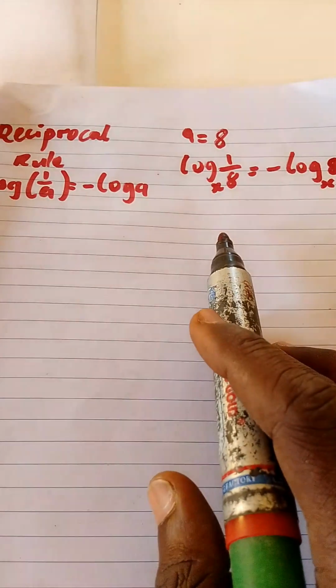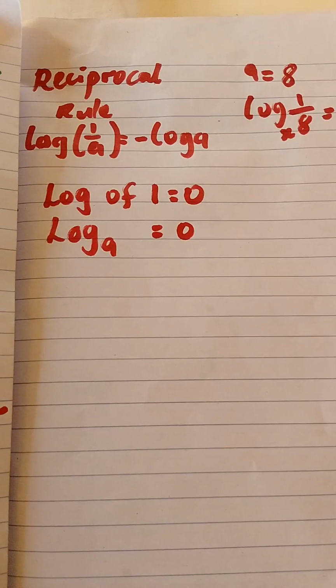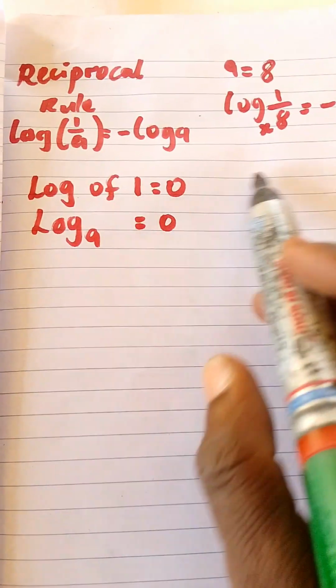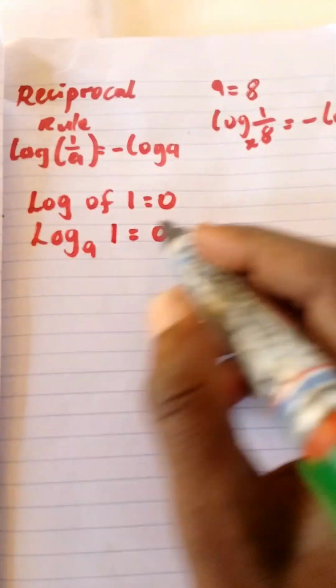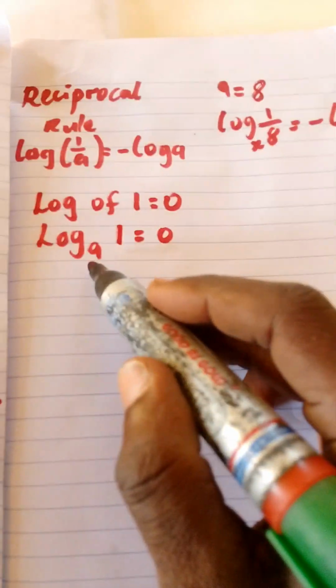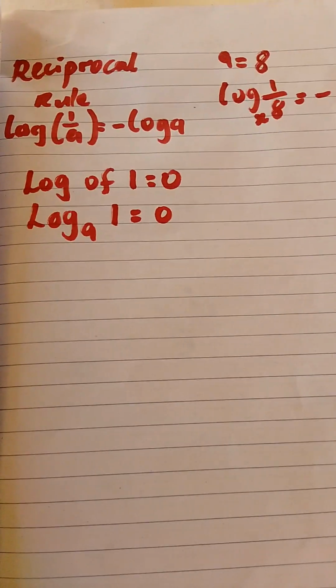Then note that the log of 1 is 0. So log base a raised to power 0 equals 1. Remember, anything raised to power 0 is 1. Log a of 1 is always 0. Applying this, 10 raised to power 0 equals 1.